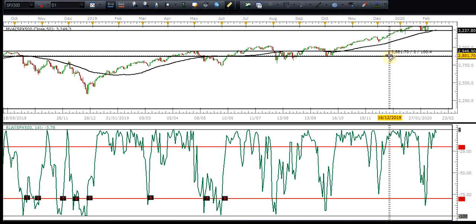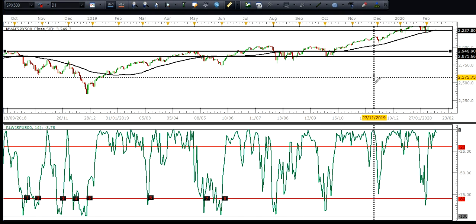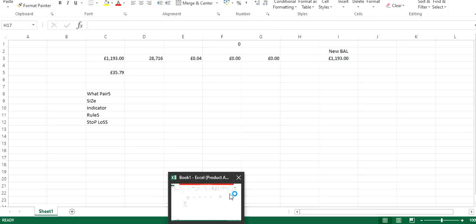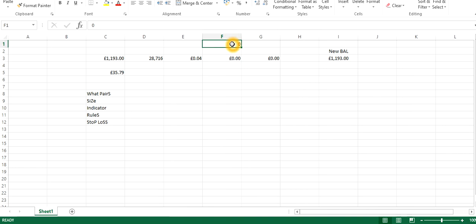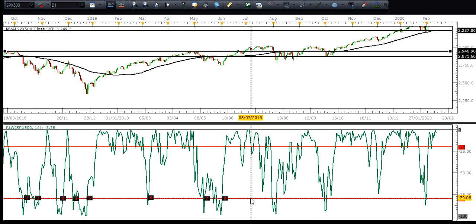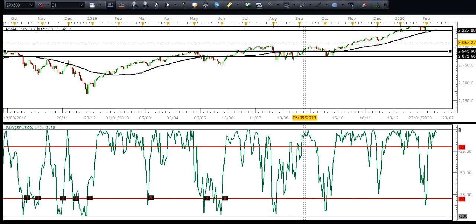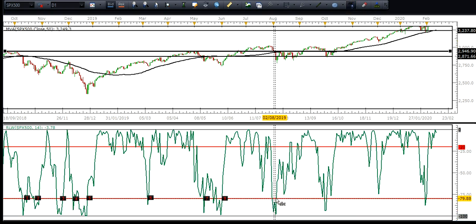Entry points, exit points, 800 points. Let's go to the Excel sheet and type 800 into the box. £16.62, 1,209 new balance. Change that to 0. Change that to 0. And then let's mark this as number 9.